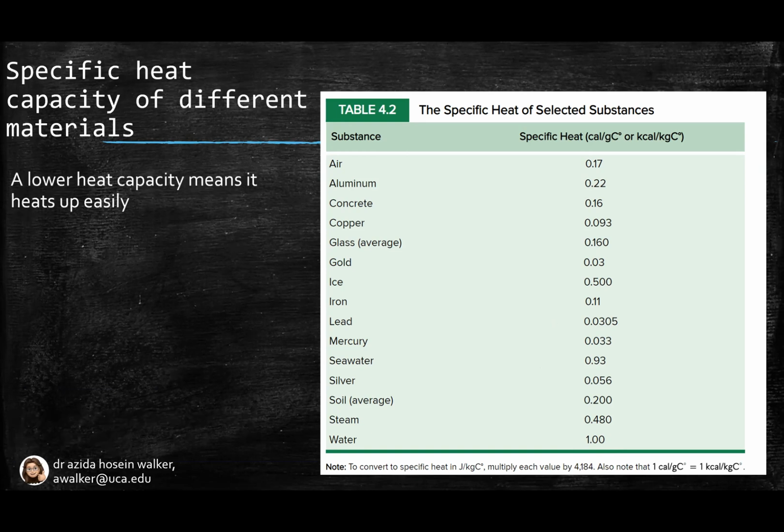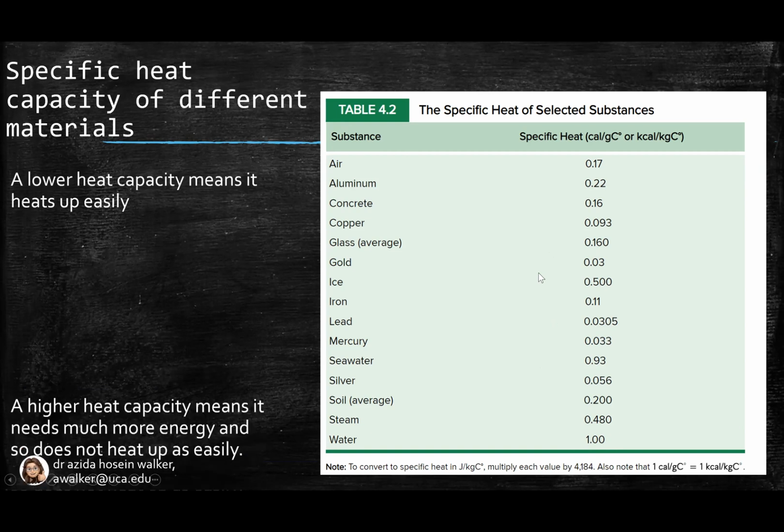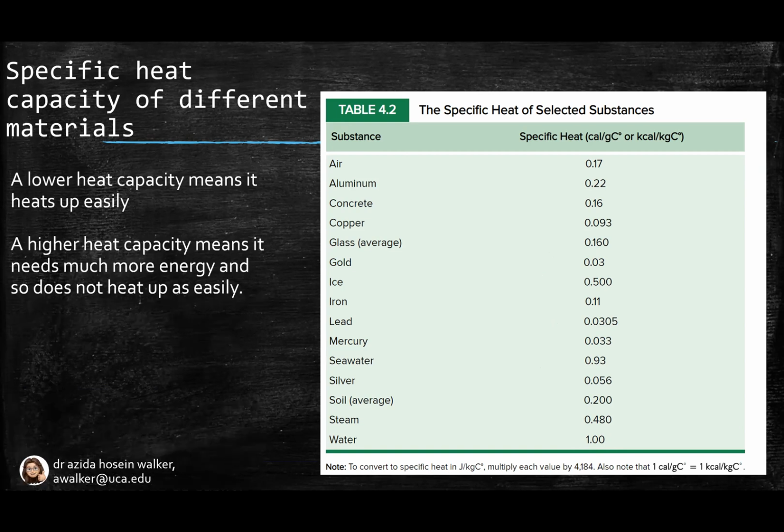The lower heat capacities on this table mean the substance heats up easily. And the higher heat capacities in our table mean that it doesn't heat up as easily. More energy is needed.